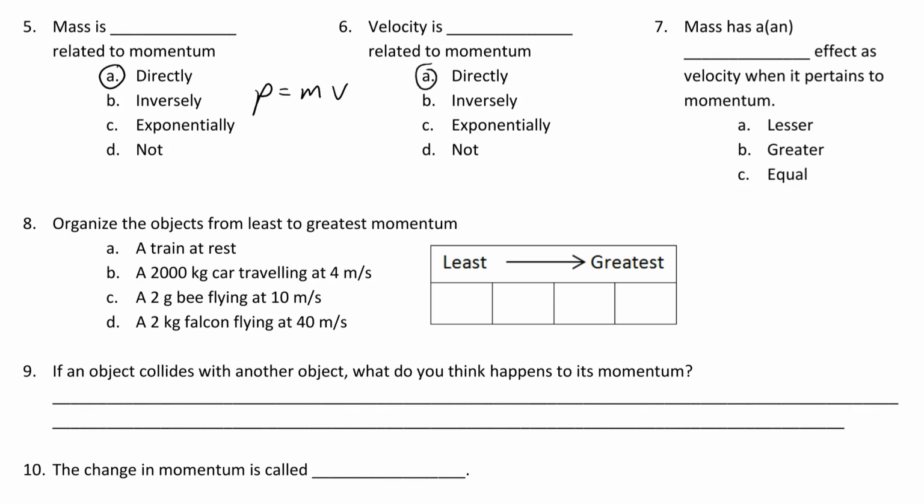Just as an aside, if you're wondering about the different types of relationships, let's talk about them quickly. In physics, we talk about a direct relationship. We talk about an inverse, and we talk about an exponential.